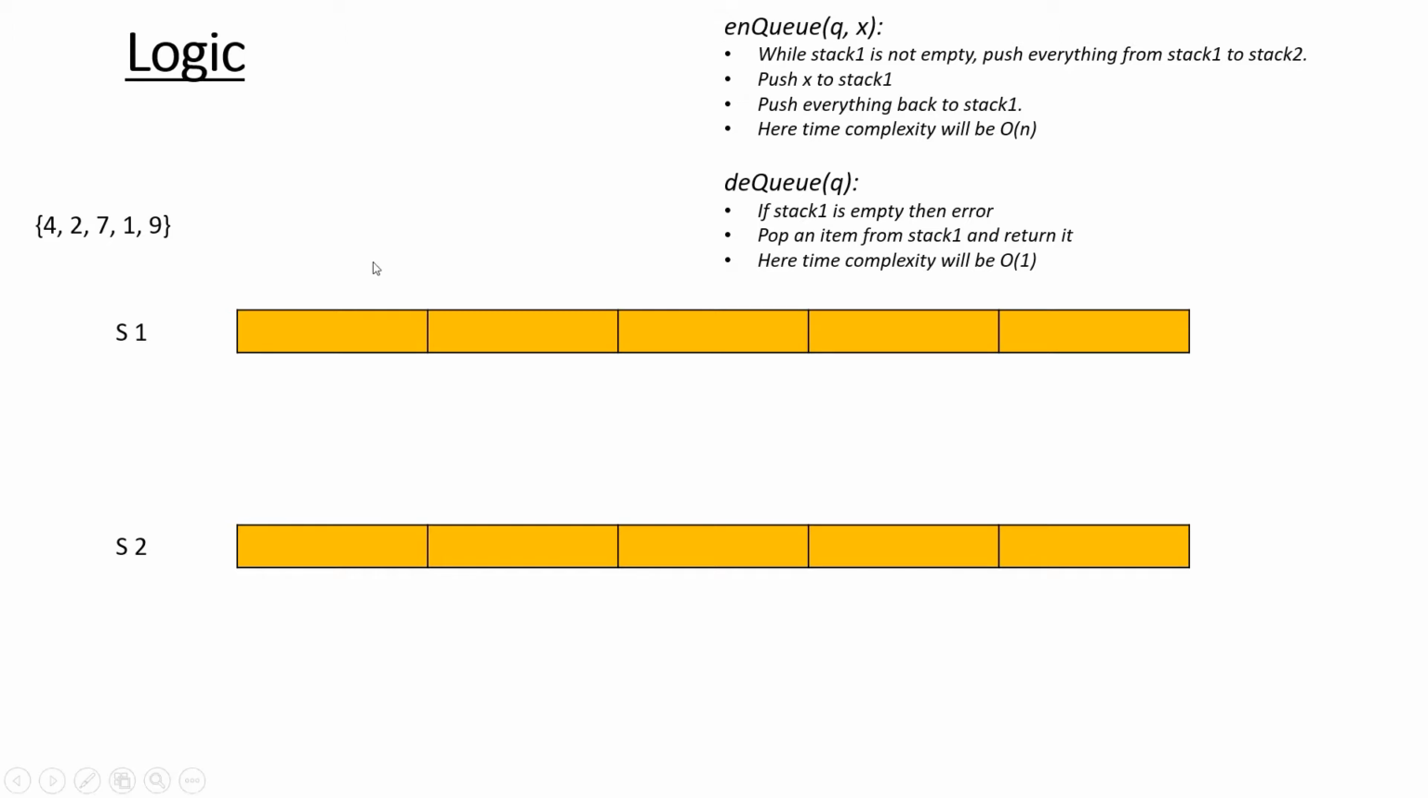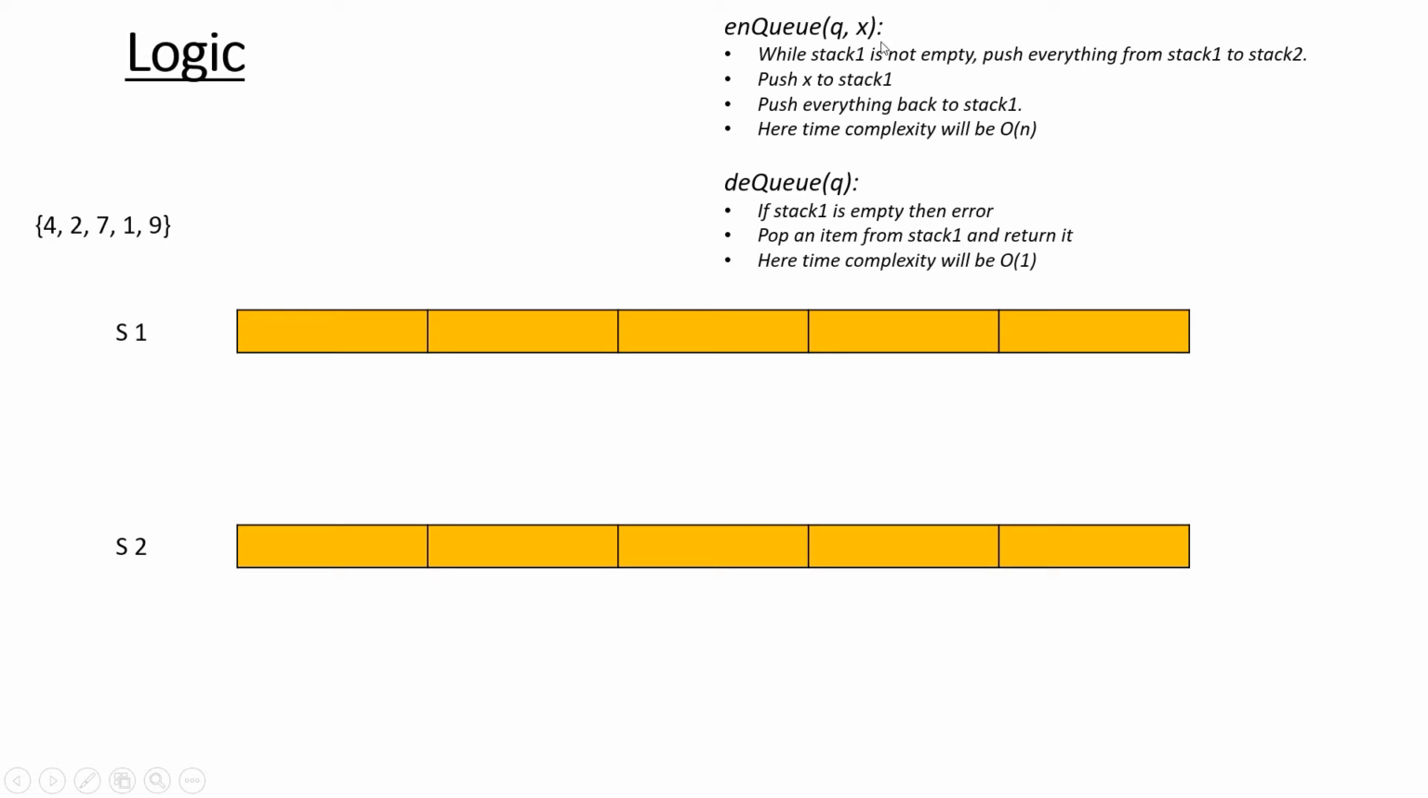So let's see how we can implement this. We have basically two operations, one is enqueue and one is dequeue. To create an enqueue operation using a stack data structure, we have to use two stacks. Here, as you can see, I have created two stacks.